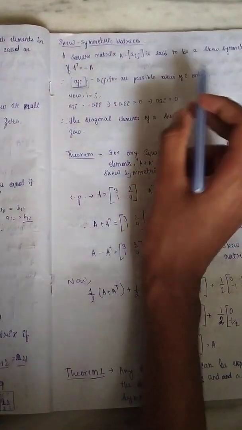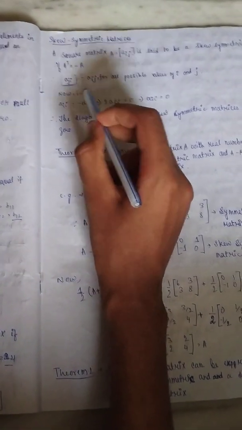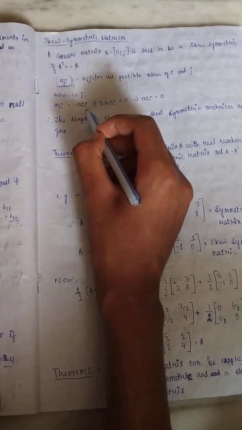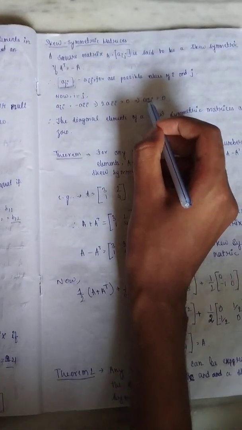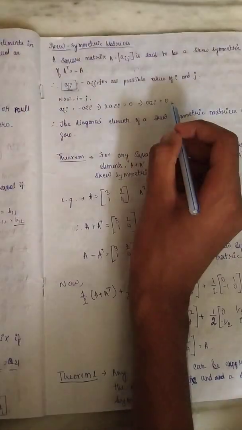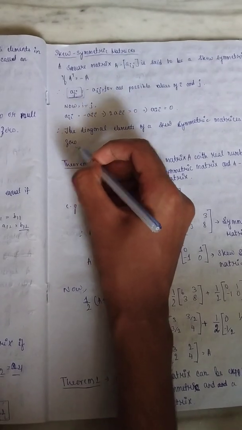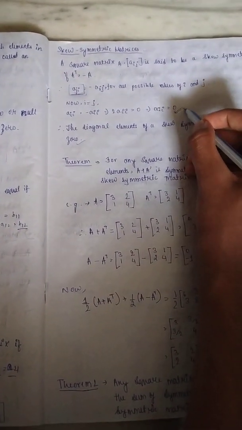Now if i equals j, that is for diagonal elements, then we get Aii equal to minus Aii, that implies 2Aii is equal to 0, that implies Aii equal to 0. The diagonal elements of the skew symmetric matrix are always 0, as we have proved here.